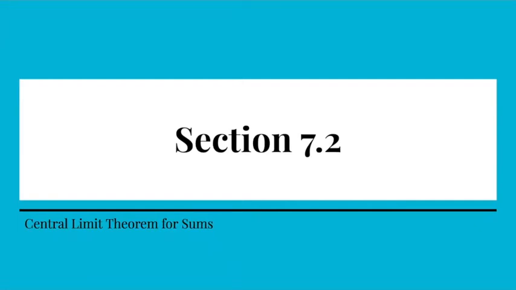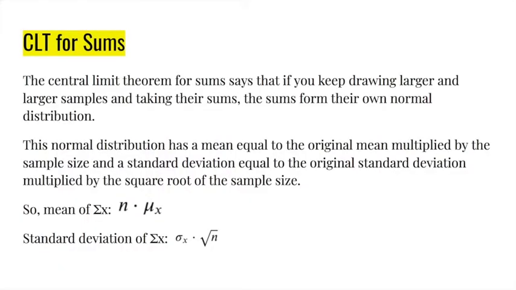In section 7.2, we're going to start talking about the central limit theorem for sums. Just like with the central limit theorem for means, the central limit theorem for sums says that if we take larger and larger samples and find their sum, so we're just adding all the values from the sample together, then the sums form their own normal distribution. The normal distribution will have a mean equal to the original mean multiplied by the sample size, and a standard deviation equal to the original standard deviation times the square root of the sample size.